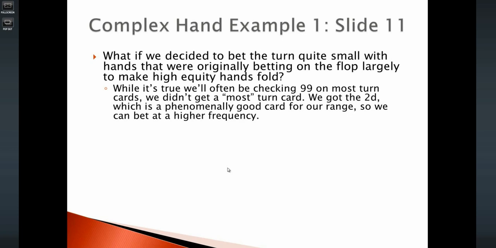But now that I got a really good turn card, I want to entertain the idea of betting small with nines, because overall I can bet at a higher frequency because the turn card was very good for my range, and my opponent's not going to have me beat on the turn all that often.